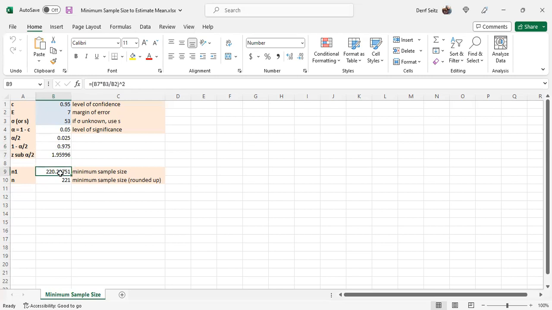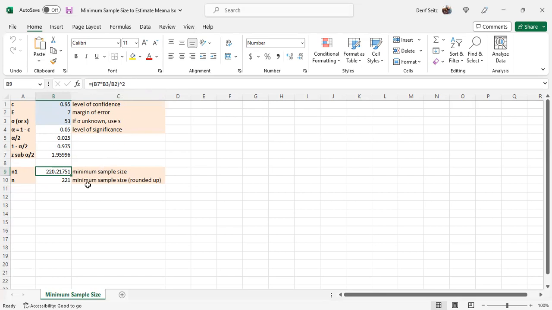And the formula for the sample size that's needed is here. It's V7, which is the critical value, Z sub alpha over 2 times B3, the sigma or S, divided by B2, the margin of error, that whole thing squared.